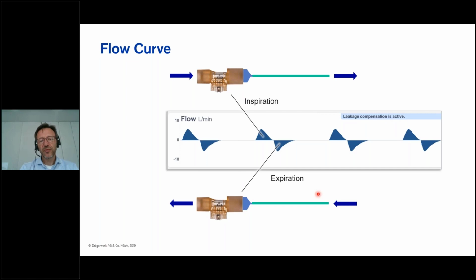So let's come back to the flow curve. The flow curve shows positive and negative flows. There's no standard in the world which exactly defines how an inspiratory or expiratory flow shall be displayed. Nevertheless, all ventilators on the market display inspiratory flow as a positive flow value and expiratory flow as a negative flow value. So you can trust, whatever ventilator you're using, that this is the case.